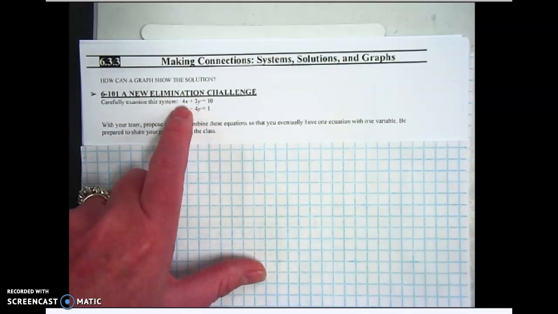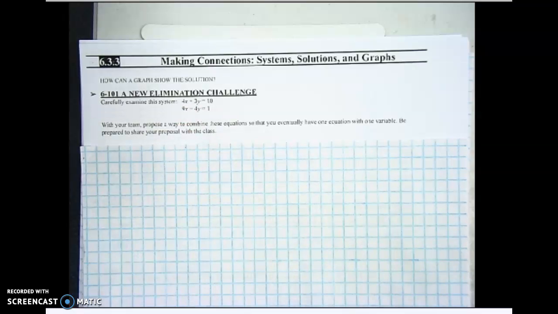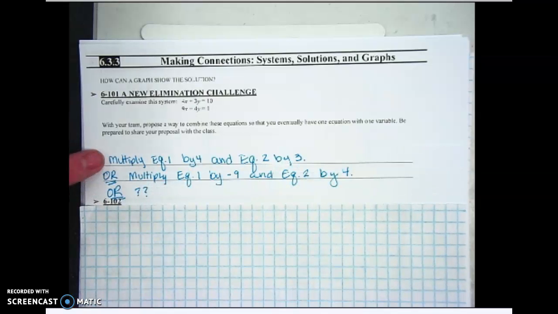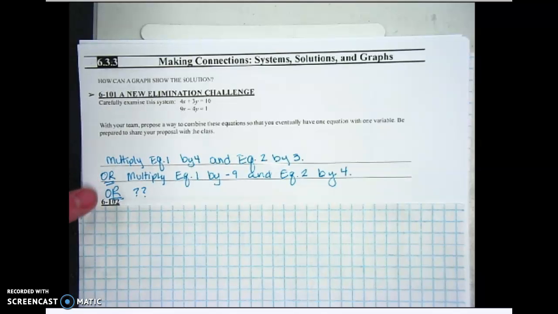All right, so you could multiply the first one by 9 and the second one by 4. One of them would be negative. That way you could have opposite coefficients. So you have two choices. You could multiply equation 1 by 4 and equation 2 by 3. Or you could multiply equation 1 by negative 9 and equation 2 by 4. Or there's a couple other options, okay? But these first two are going to work.